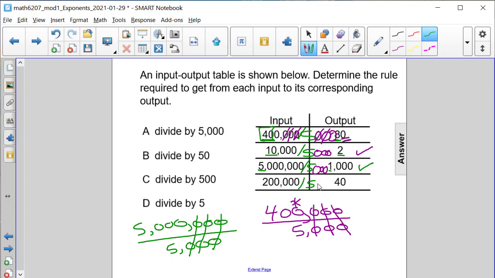And then 200,000 divided by 5,000, we would have 1, 2, 3 zeros cancel. And then 200 divided by 5 would be 40. So in each of these cases, we divided by 5,000. So that's going to be the rule used to get from each input to its output. Divide by 5,000, or answer choice A.